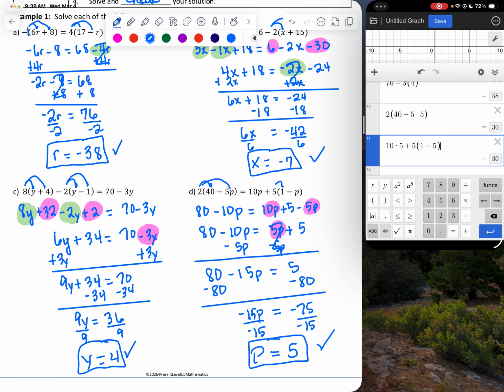If you made a mistake on this problem, I want you to pause the video again and go back and rework that problem correctly. If you did not make a mistake, great. That means you're ready to move on.